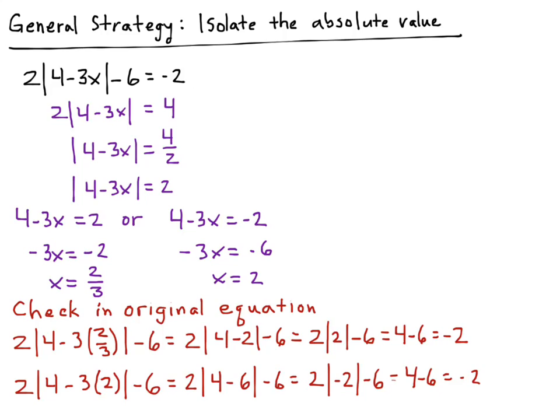So you see, because we have other things in this original equation, the rule isn't just that the right-hand side of the equation can't be negative. It can be negative, but once you get down to the point where you have the absolute value equals a number, that number must be positive. The absolute value is always 0 or positive.